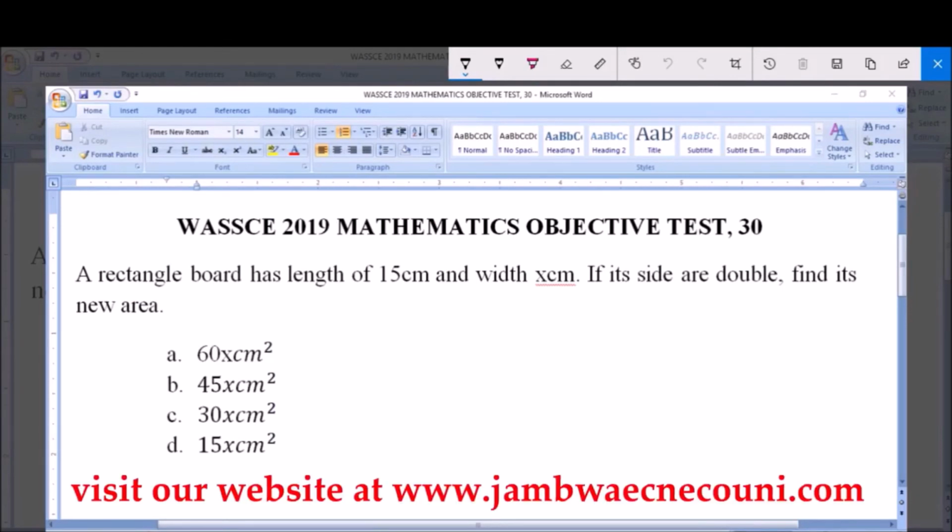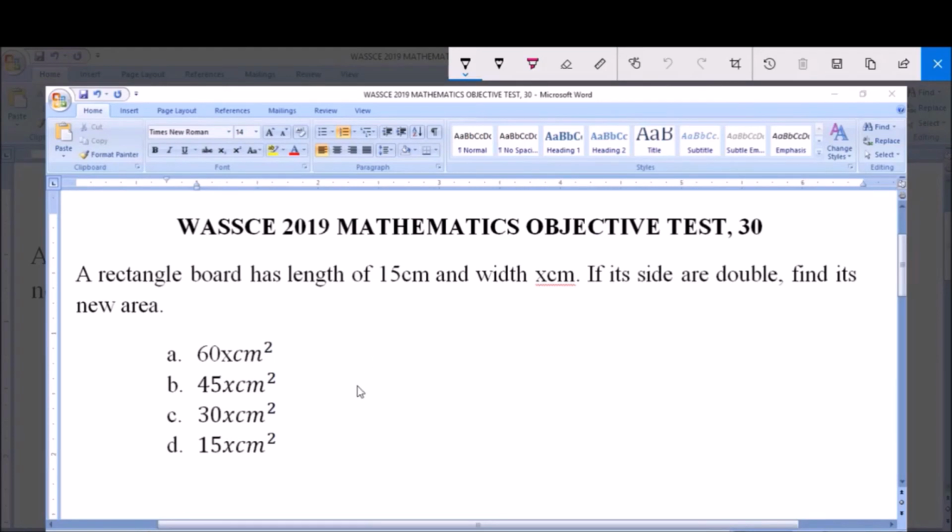A says the new area will be 60x centimeter squared. B says the new area will be 45x centimeter squared, and C says it will be 30x. D says it will be 15x. Now this is a rectangular board. It says the length is 15 and the width is x.